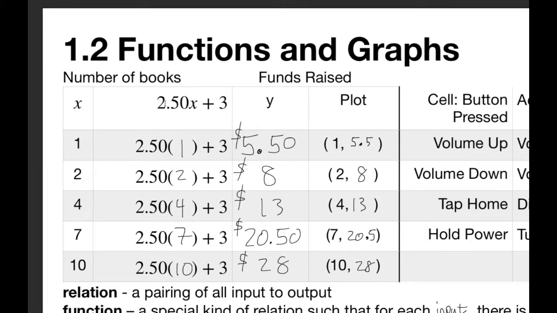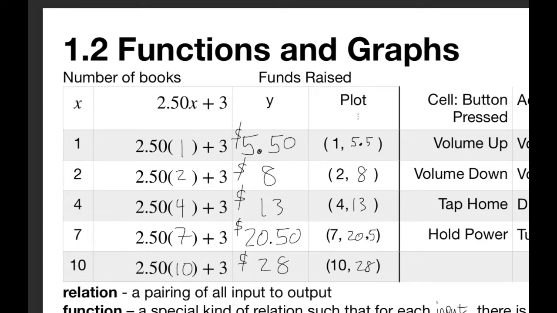Let's say you had a pricing model for how you're going to sell some books and raise some funds. You were going to say $2.50 for each book that you sell, and then $3 for a mailing fee, like a shipping fee. So if a person wanted to buy just one book, instead of x, you'd write 1. 2.50 times 1 plus 3 is 5.50. And so the input would be 1 and the output would be $5.50.